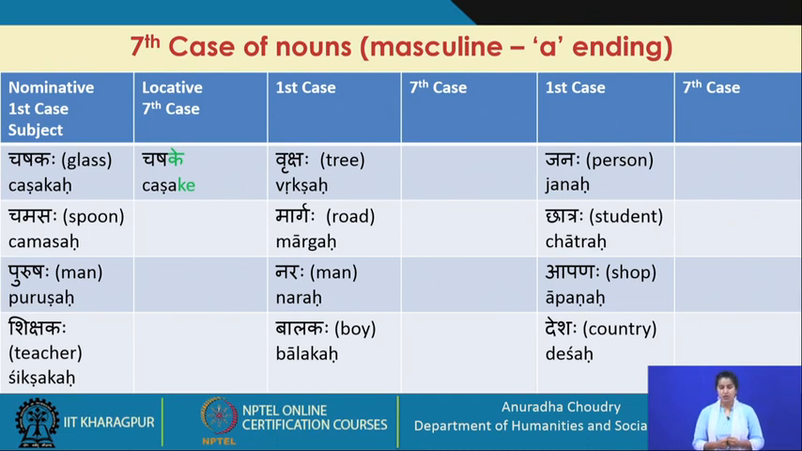Here's one application. So if you have chhatraha asti, buddhihi asti. Buddhihi kutra asti? Buddhihi chhatre asti. Or sadbhavana, good feeling. Sadbhavana kutra asti? Sadbhavana chhatre asti. The student has good feelings or has good emotions.